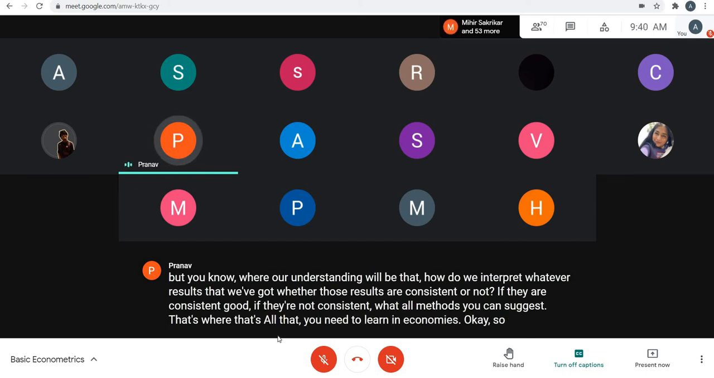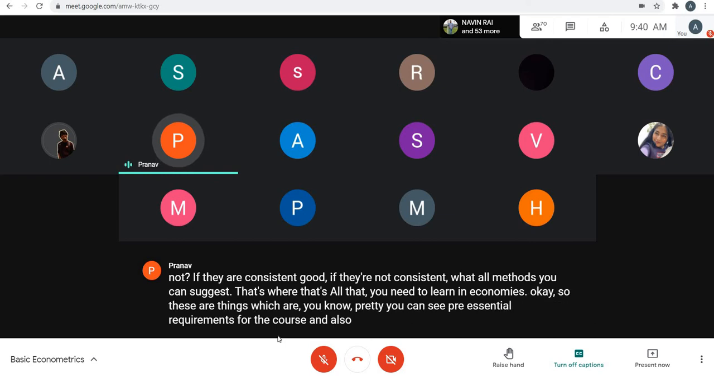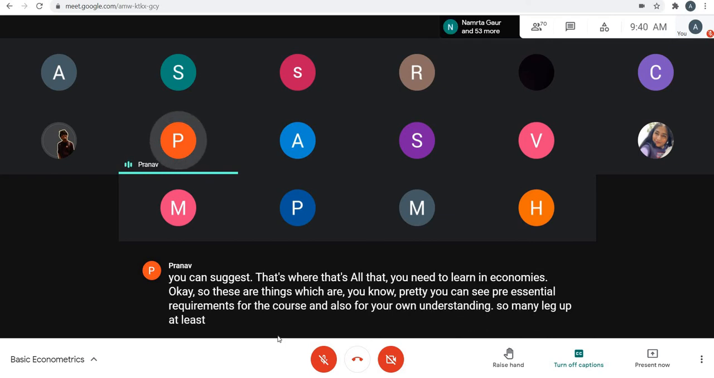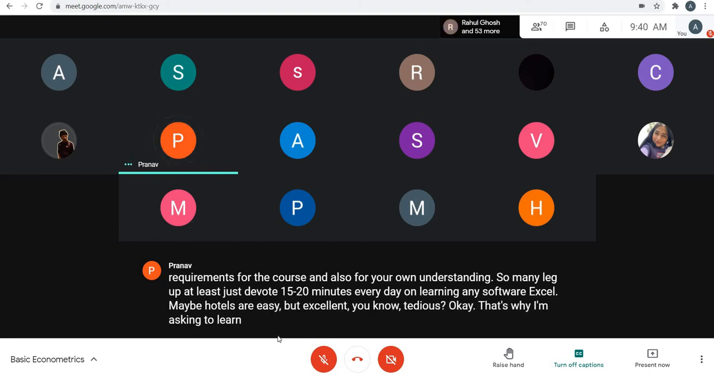Okay, so these are the things which are pre-essential requirements for the course and also for your own understanding. तो समय मिलेगा, आप at least just devote 15-20 minutes every day on learning any software. Excel में भी होते हैं सारी चीजें, but Excel में थोड़ा tedious होता है. That's why I'm asking you to learn R.